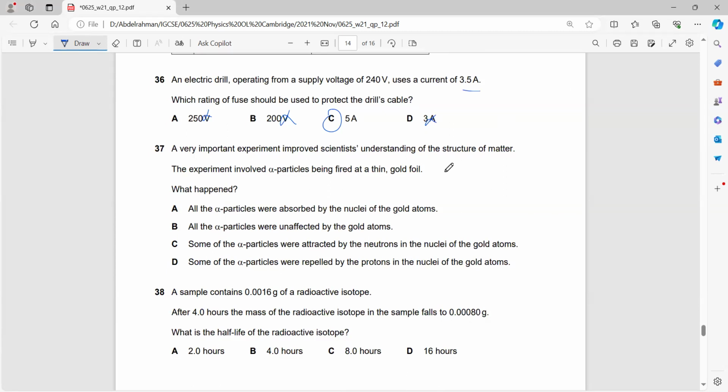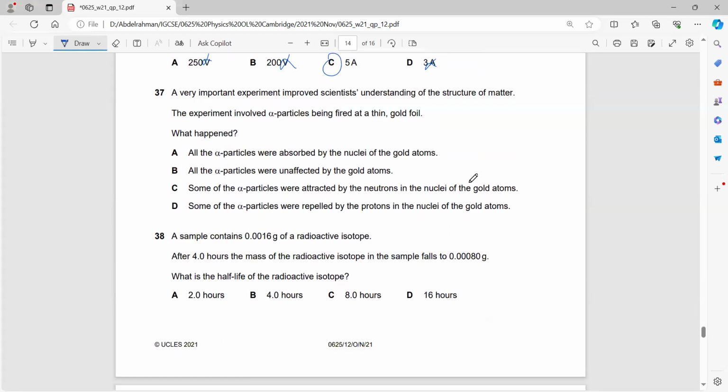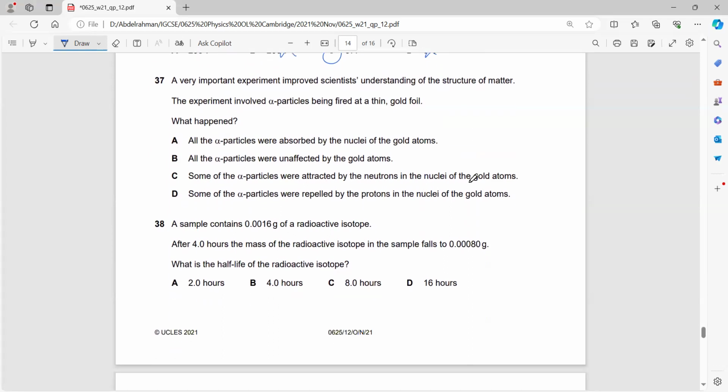A very important experiment improved scientists' understanding of the structure of matter. It had some alpha particles. What happened to these alpha particles? All of the alpha particles were absorbed by the nuclei. This is definitely wrong. All of the alpha particles were unaffected by the gold atoms. Nope, actually, some of them were affected.